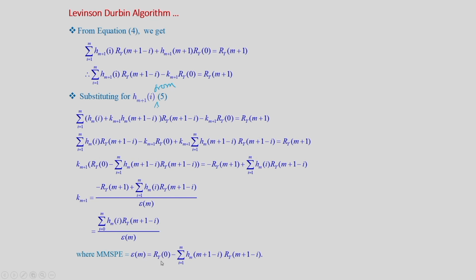So, that way r_y(0) minus summation h_m(m+1-i) into r_y(m+1-i) going from 1 to m. Therefore, k_{m+1} is related with the mean square prediction error by this expression. This is one important relationship, that reflection coefficient of order m+1 is given by this expression divided by mean square prediction error.